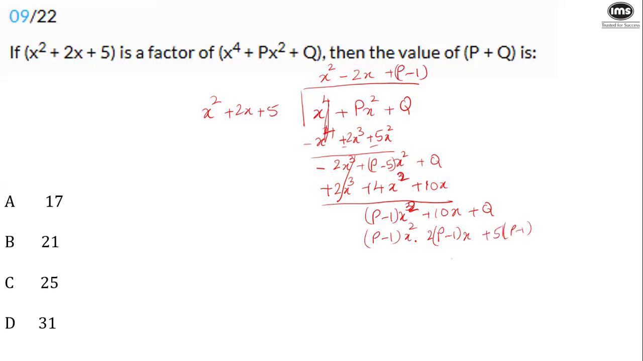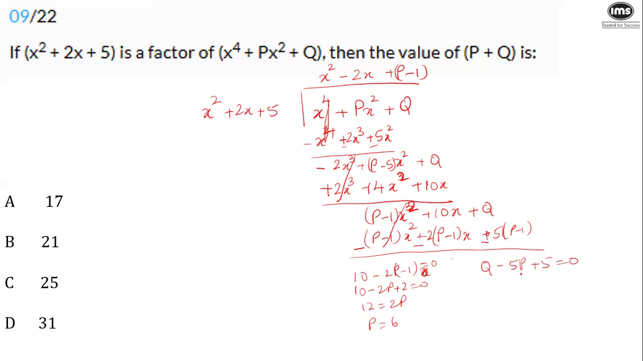Again, change the sign and subtract. So this becomes negative, negative, negative. This cancels out. Now what are we left with? The coefficient of x would be 10 minus 2 into p minus 1. This would be the coefficient of x, and that should be 0. So we have 10 minus 2p plus 2 is equal to 0. 12 is equal to 2p and p is equal to 6. The constant term should also be 0. So we have q minus 5p plus 5, and that should also be 0.